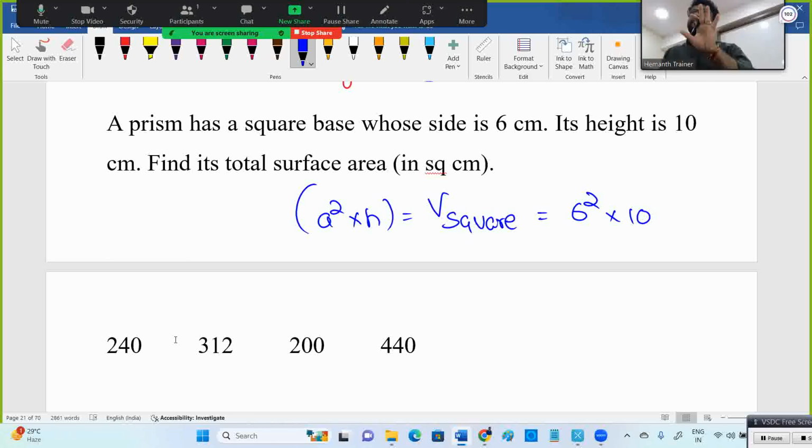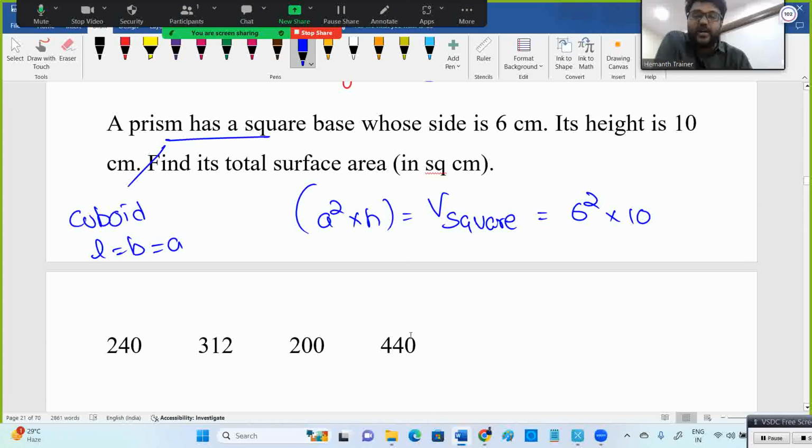See, the square prism is like a cuboid only. A square prism is nothing but a cuboid where length equals breadth. If length, breadth and height are all equal, it's a cube, but this is a cuboid where length equals breadth, that's it. So what is the volume of a cuboid? L into B into H. L equals B, which is equal to a, so a square into H. Cuboid and square prism are actually the same, where length and breadth are equal.